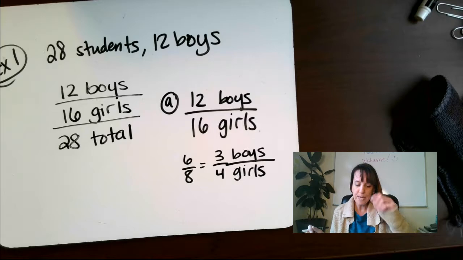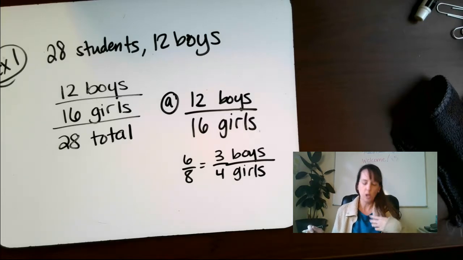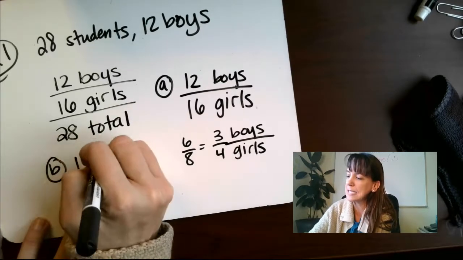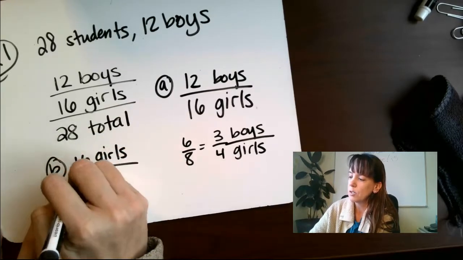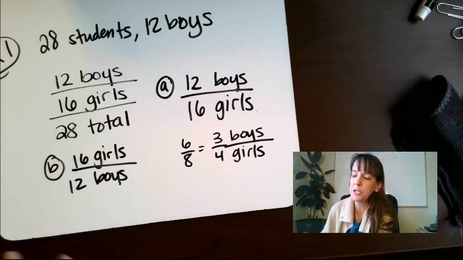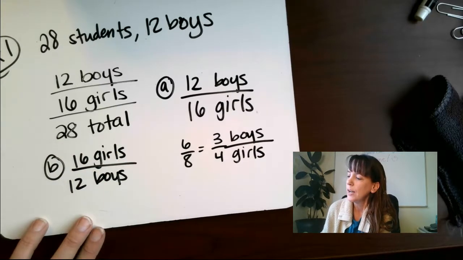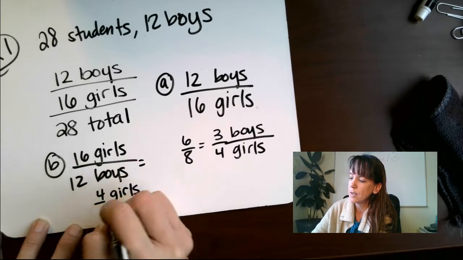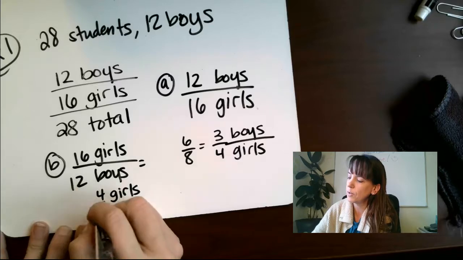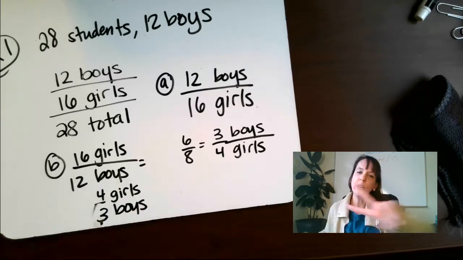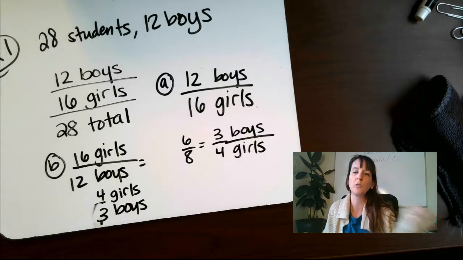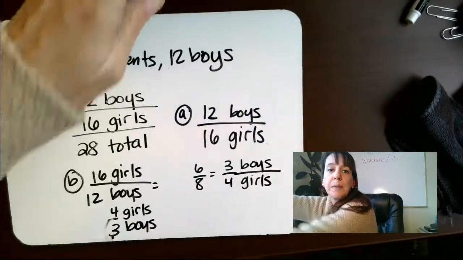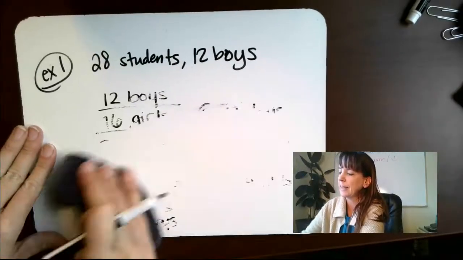Now, B says, what is the girl-boy ratio? The girl-boy, so we have 16 girls for 12 boys. Again, if we reduce that down, we can divide both by 4. We would end up with 4 girls over 3 boys. So we can write our ratios either way, boy to girl or girl to boy. The words are very important here, folks, because that tells us the order we're going to be in. So make sure that you're getting that correct.